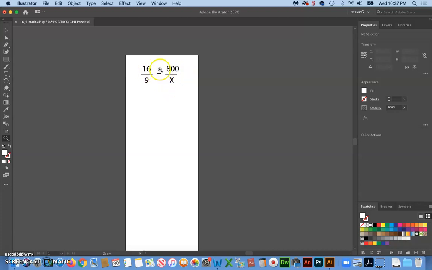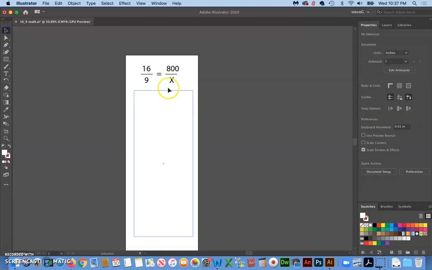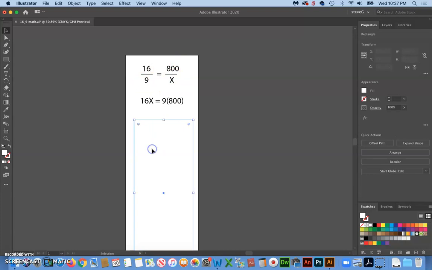And we line up the two biggest numbers together. In other words, we know that 800 is going to be our biggest number, so we align it up across from the 16, not across from the 9. Then you do the cross multiplication. So 16x will equal 9 times 800.